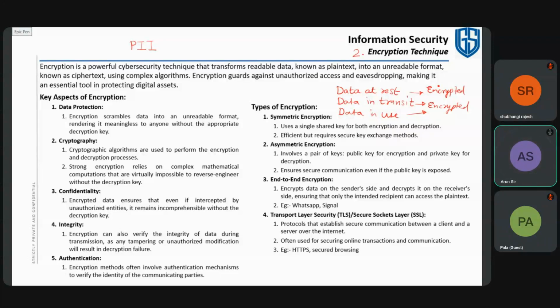But in case of data in transit, you should always follow the best practice that you encrypt the data in transit. And whenever you want to encrypt data in transit, you have to use the HTTPS protocol, not only HTTP. It should be HTTPS, which has SSL security. SSL security comes with TLS. TLS is Transport Layer Security.